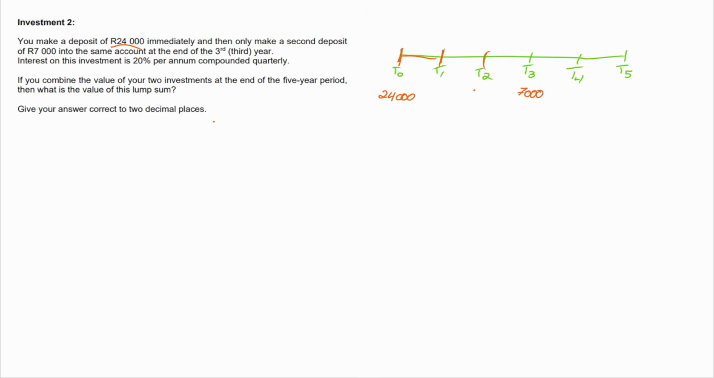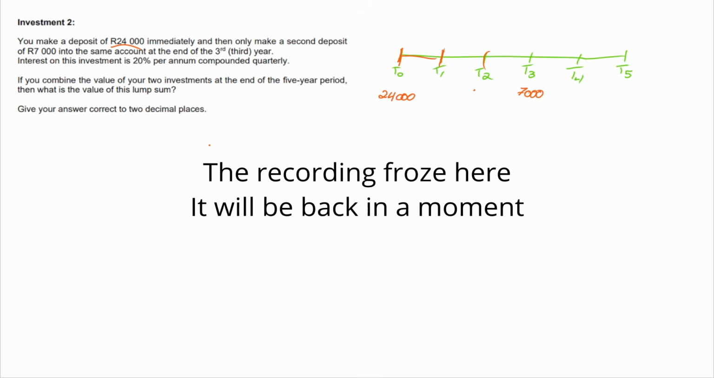So we have that, and sorry, I bumped the mic. Interest on investment is 20% per annum compounded quarterly. So the interest rate doesn't change. It's just constant for these 5 years. So let's look at these two investments. So we know that A is going to be equal to, let's look at the 24,000 Rand first.